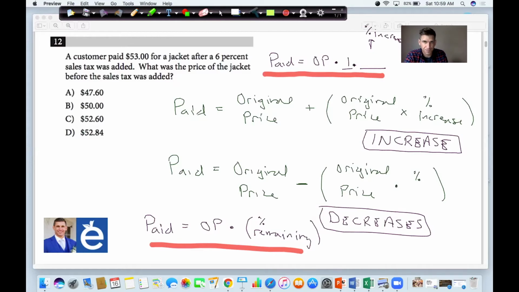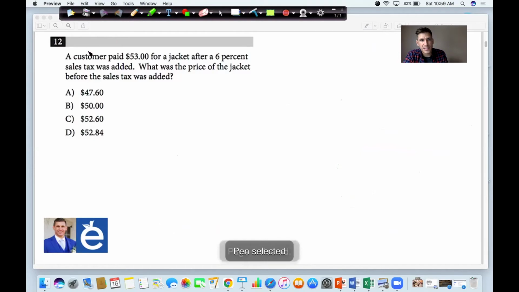Okay, so let's see, here we are. It says, a customer paid $53 for a jacket after a 6% sales tax was added. So here's what we have.